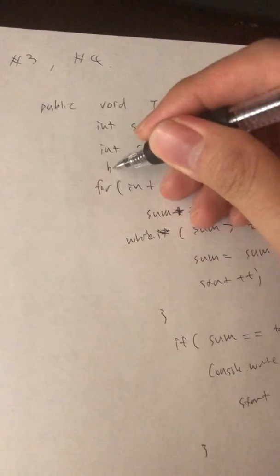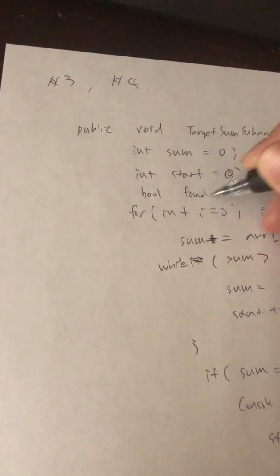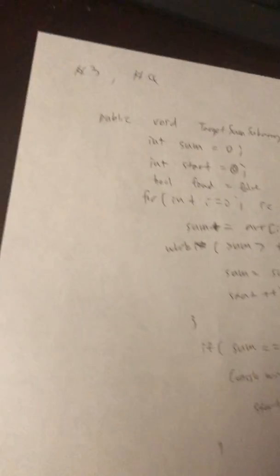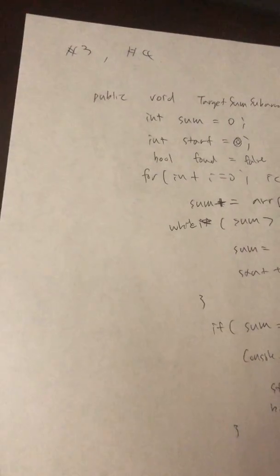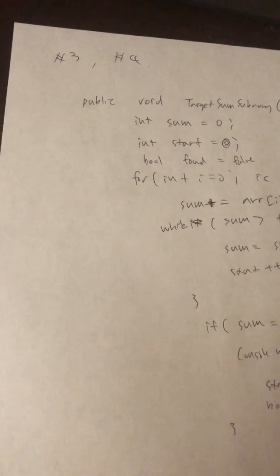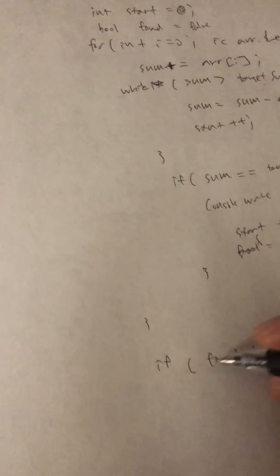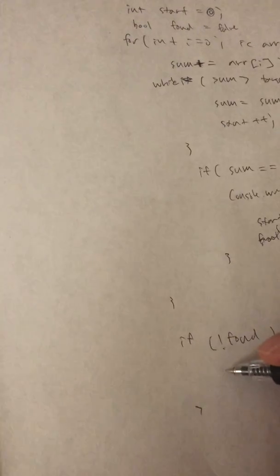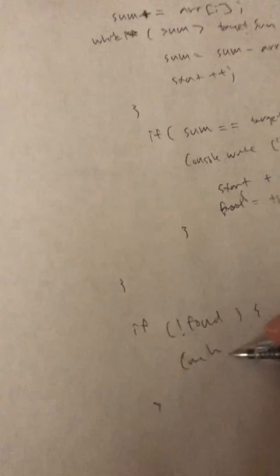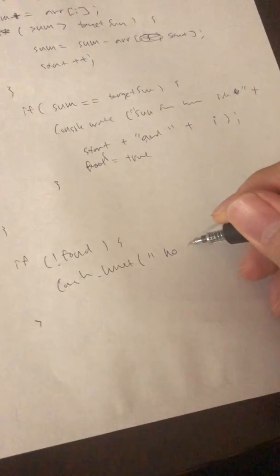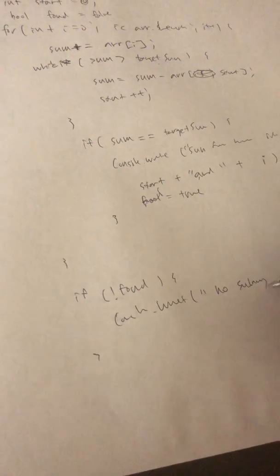I'm also going to add a boolean found, which is false. If it's found, the bool is true. And if not found, Console.Write "no subarray found."